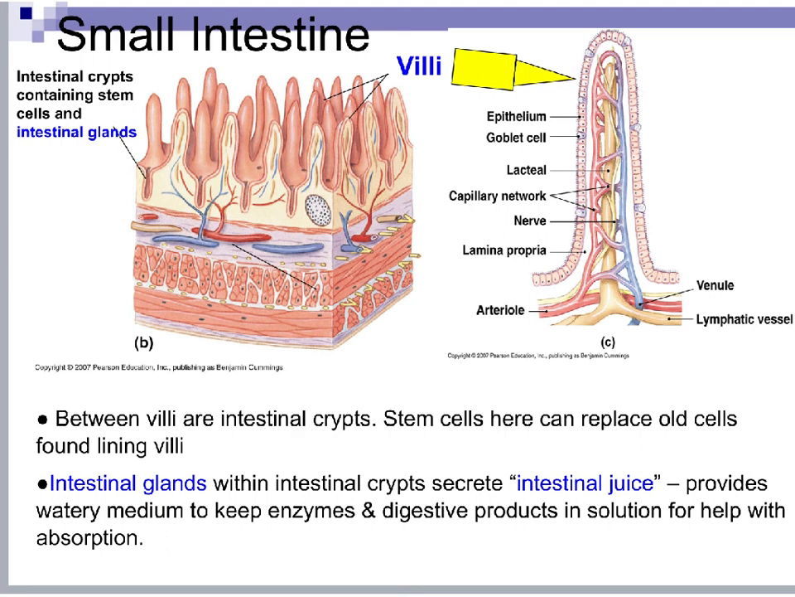And lastly, we're still looking at the same picture, but I want to point out to you another feature of the small intestines called intestinal glands. Intestinal glands are essentially found within what we call intestinal crypts. And these glands are what secrete intestinal juice. Yes, that's the actual term. That is a watery medium that helps to keep the surface of the small intestines wet and allow these little crypts right here to stay wet, so that enzymes and digestive products can still interact with one another. Another way to say that is enzymes and digestive products are kept in a watery solution, so that helps to continue digestion, but also helps with absorption.